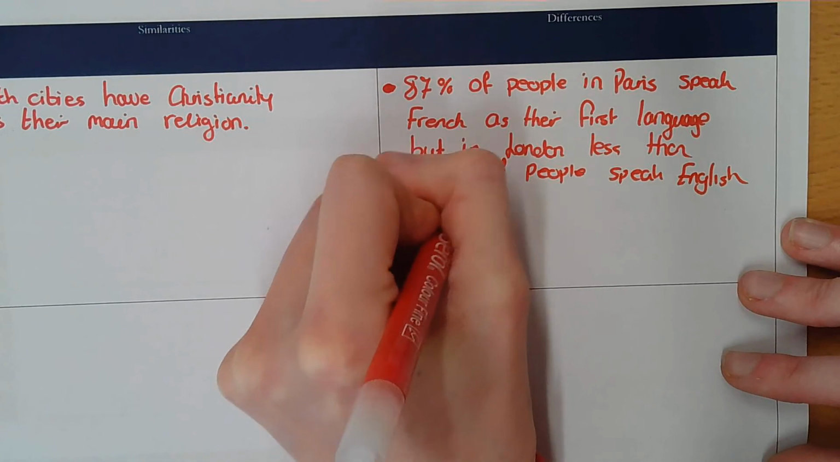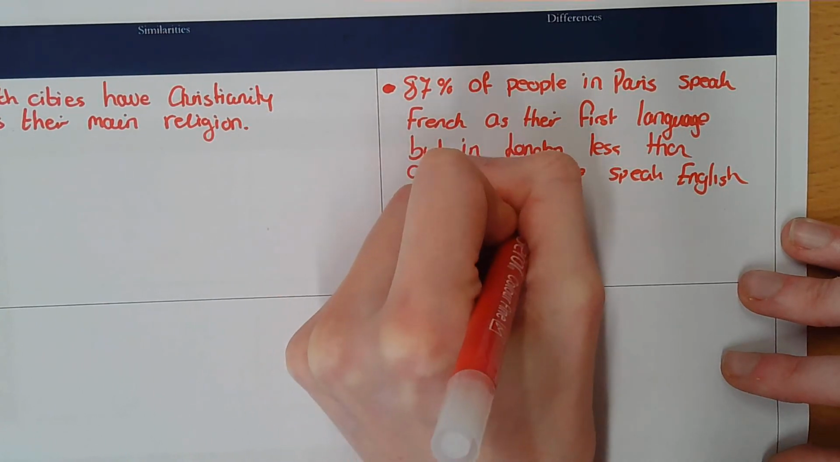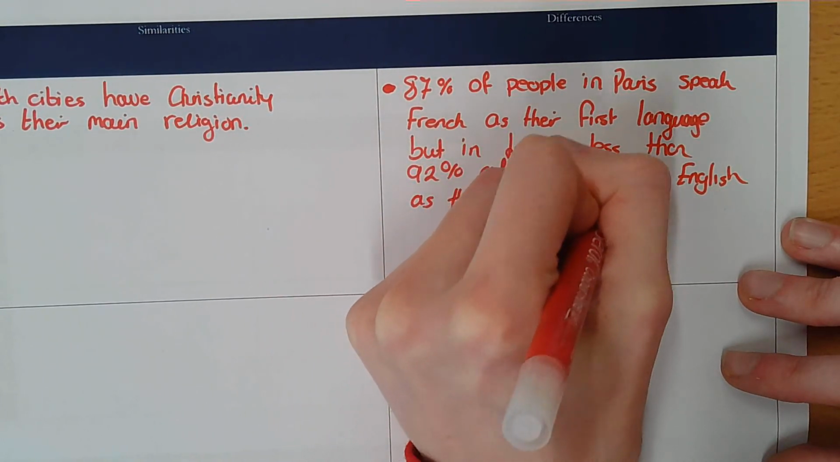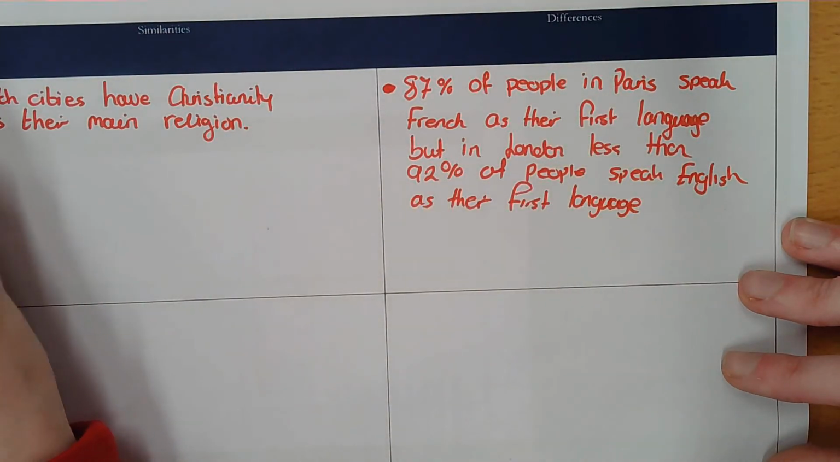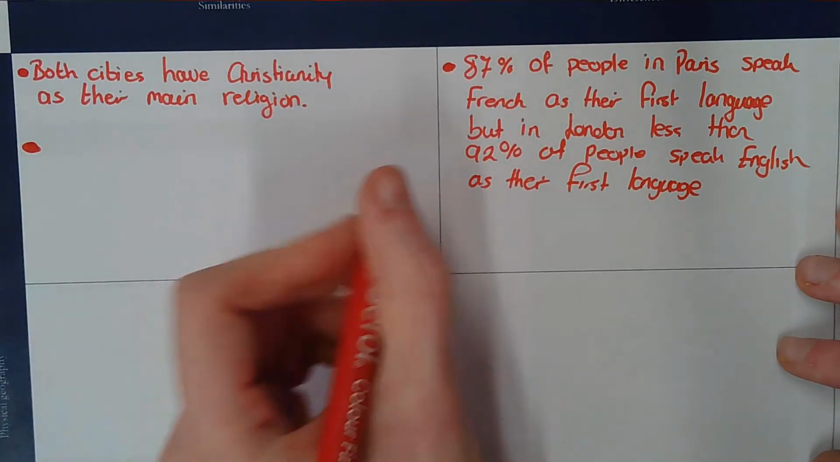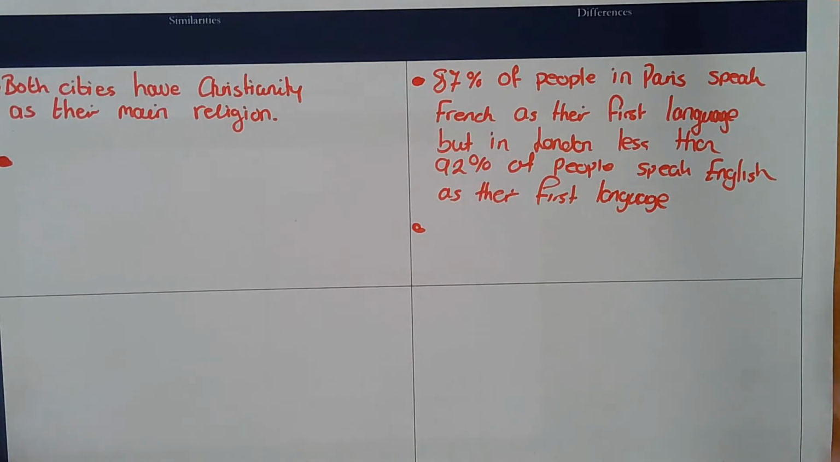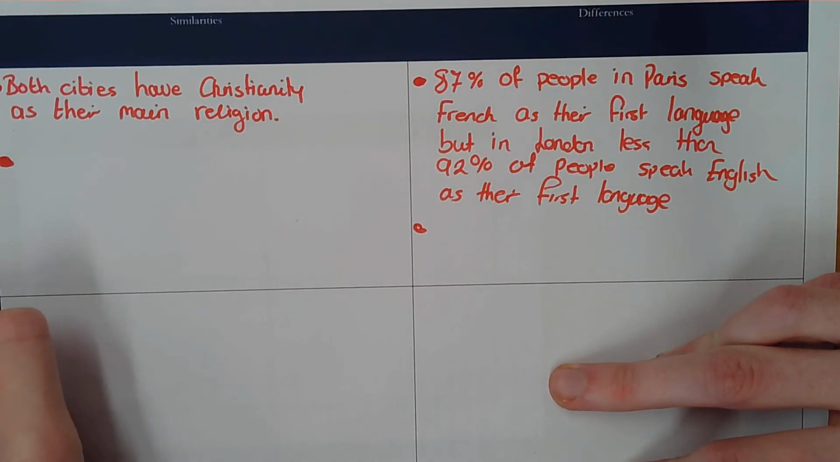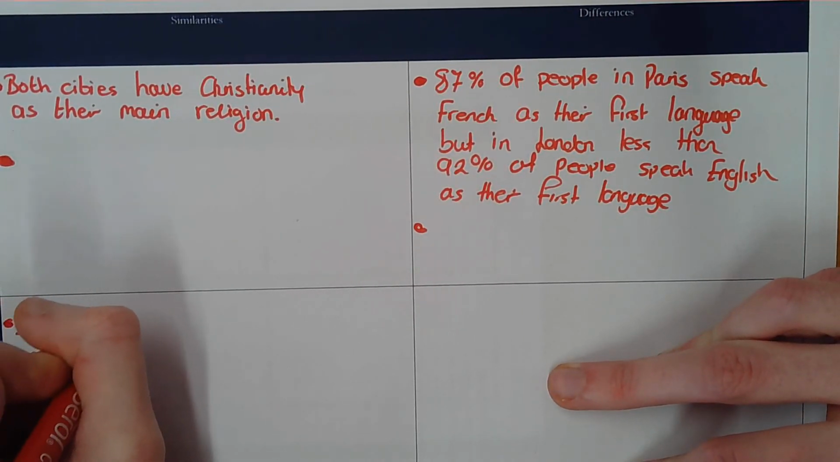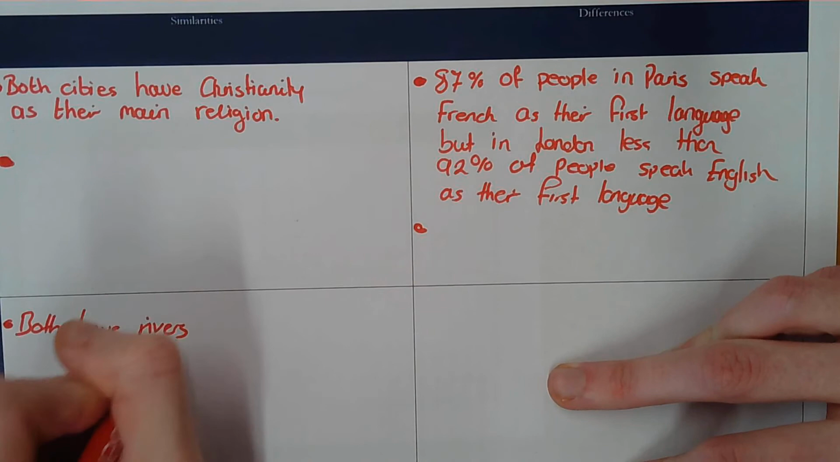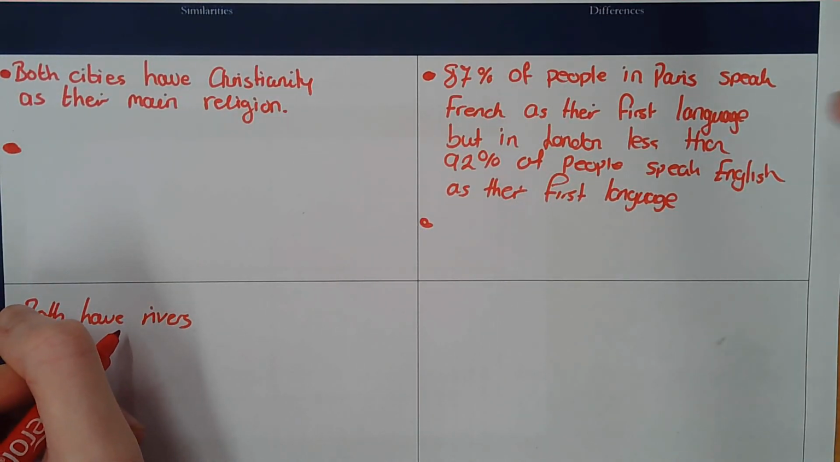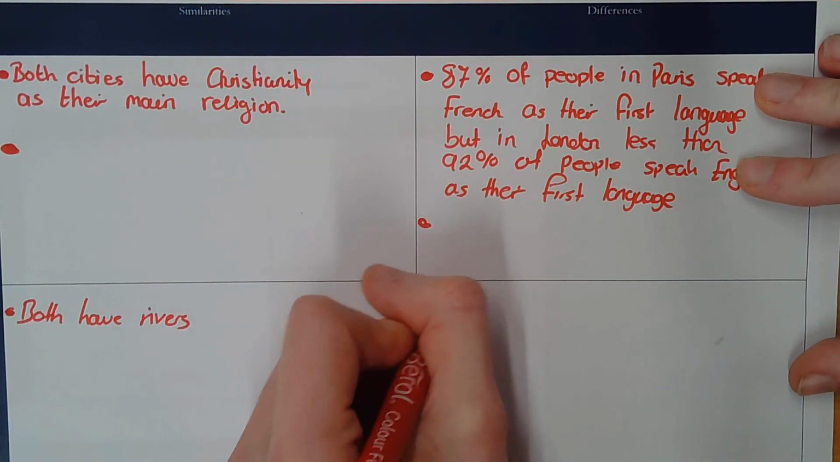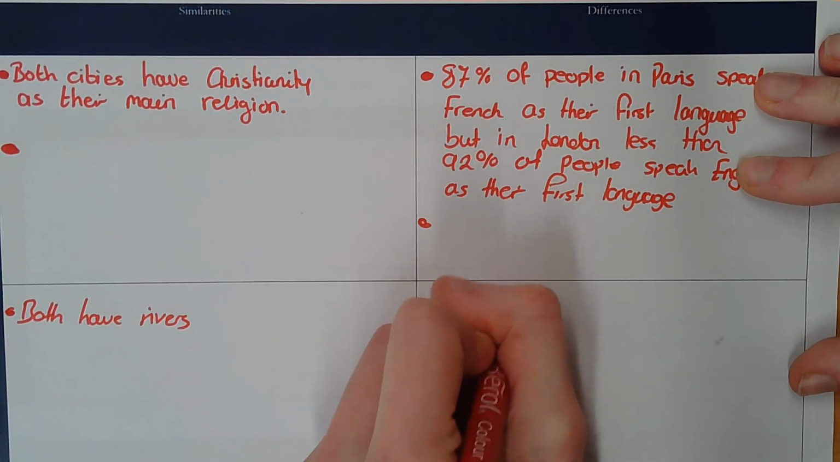Okay, before I forget, I just want to say you don't have to do 1 point per box, you need to do at least 2. So I'm going to put another dot there to remind me to do another point later. Okay, physical geography. A similarity for physical geography would be both have rivers. Okay, the Seine and the Thames. And a difference would be, both have a temperate climate, so that's a similarity.